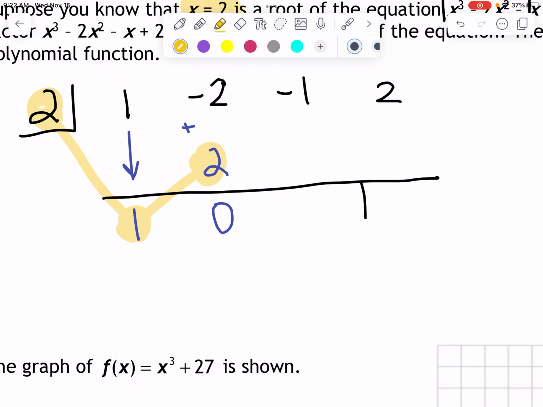Taking a look at the next piece, I'm going to take my 2 times 0. 2 times 0 is 0. I'm going to add down my column. Negative 1 plus 0 is negative 1.